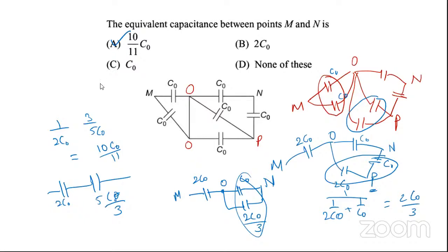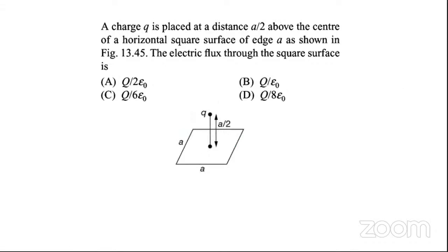Alright, shall we move on to the next one? Okay. A charge q is placed at a distance a by 2 above the center of a horizontal square surface of edge A as shown in figure. The electric flux through the square surface is. This is an easy question, so I'm giving you 1 minute.